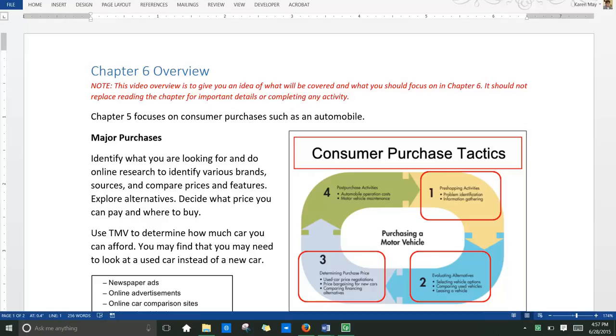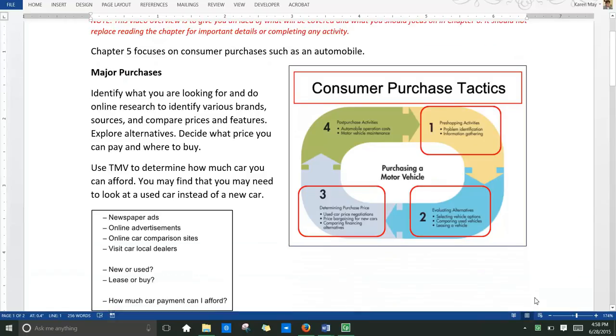Chapter 6 focuses on consumer purchases such as an automobile. For major purchases, identify first what you are looking for and do online research to identify various brands and sources, and compare prices and features. Explore alternatives. Decide what price you can pay and where to buy. Use TMV to determine how much car you can afford. You may find that you need to look at a used car instead of a new car.